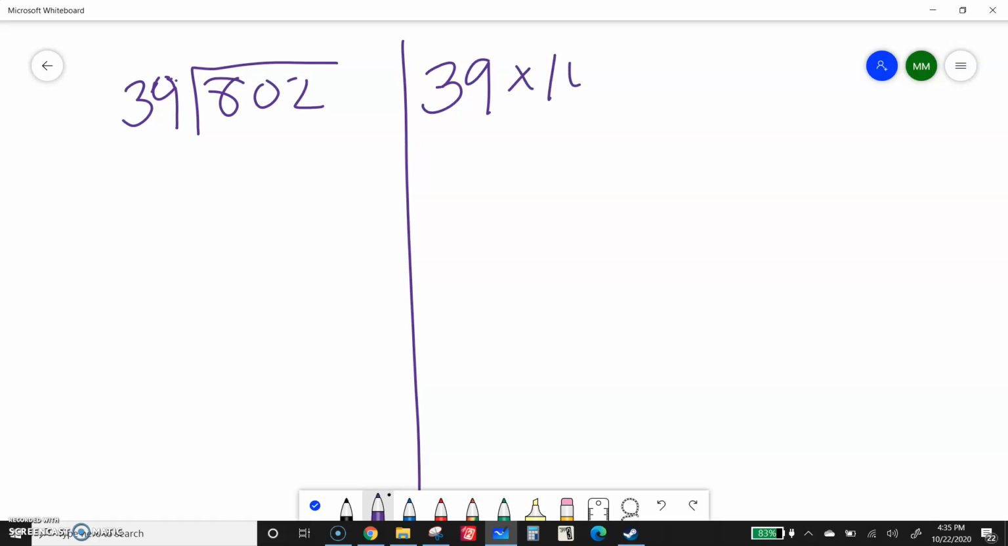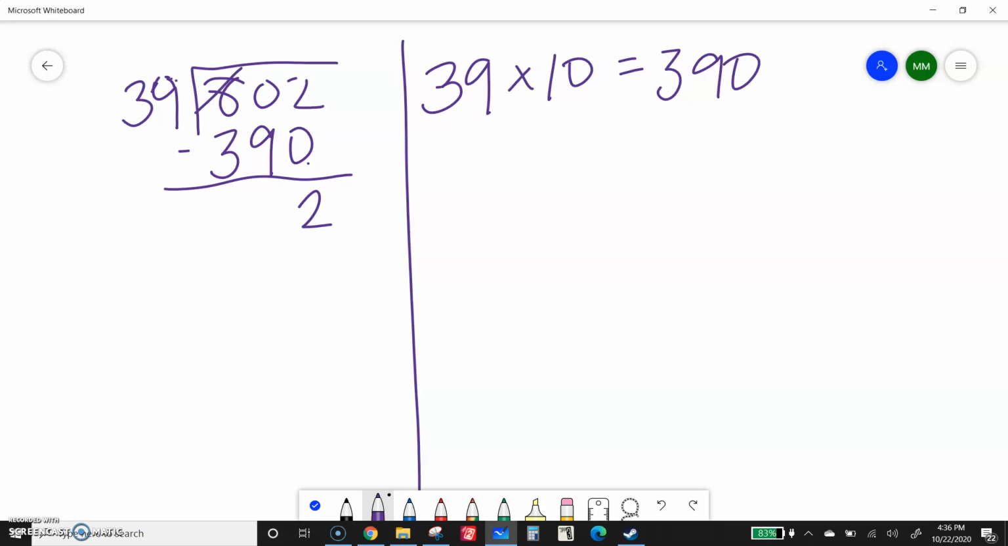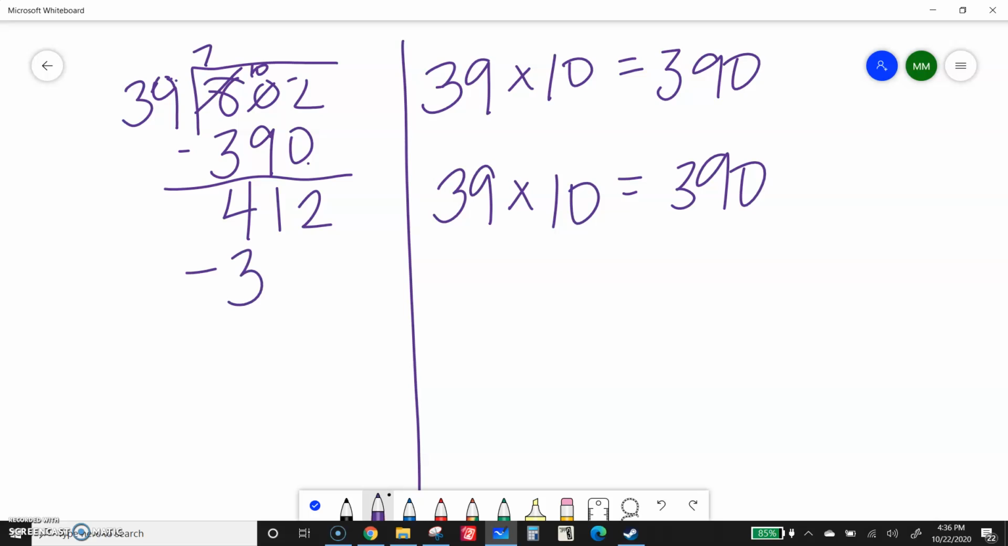So 39 times 10 is 390. Subtract. 2 minus 0 is 2. 0 minus 9, I cannot do that, so I need to borrow from the 7. Then I get 10. 10 minus 9 is 1. 7 minus 3 is 4. 412. Look, I can do it again. I can take another 10 groups of 39 out. So I can subtract it again. 1 minus 9, I can't do it, so borrow. That's 11. 11 minus 9 is 2, which is less than 39.